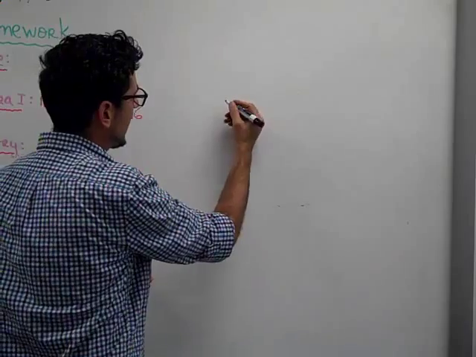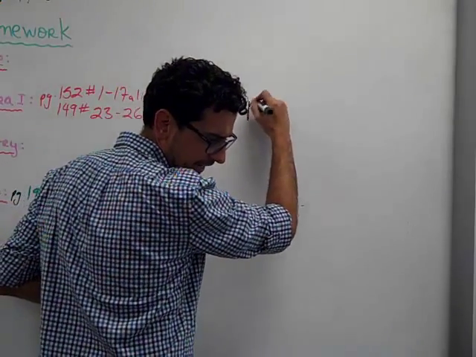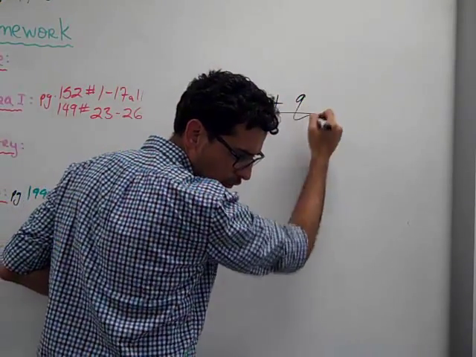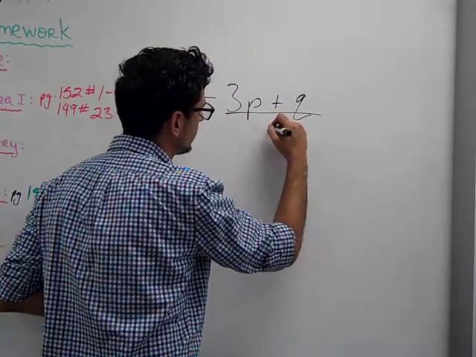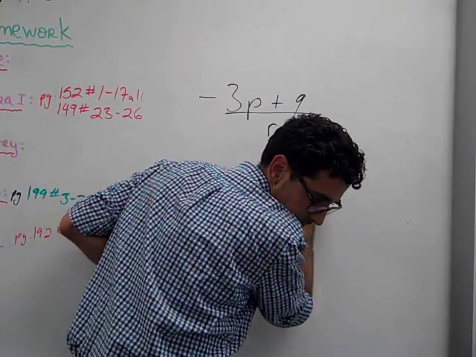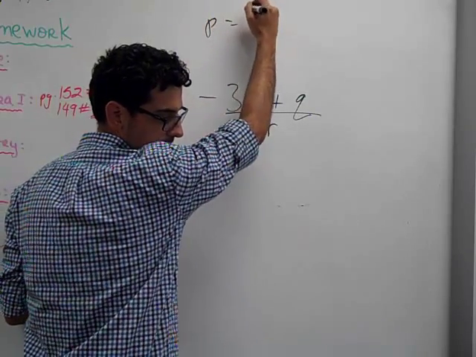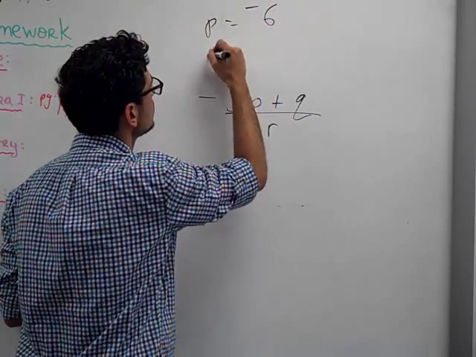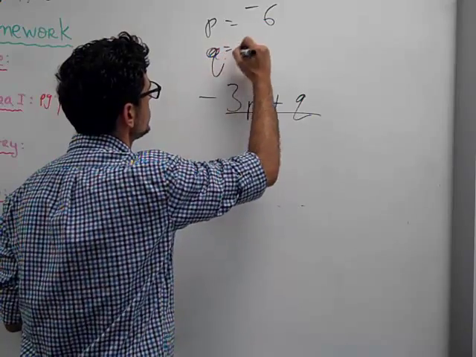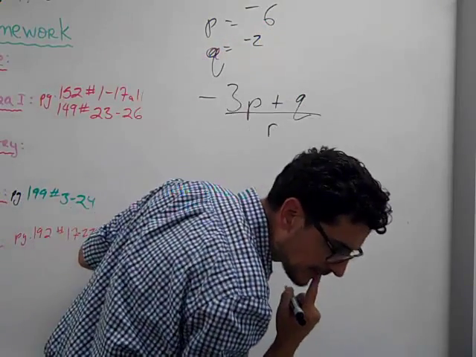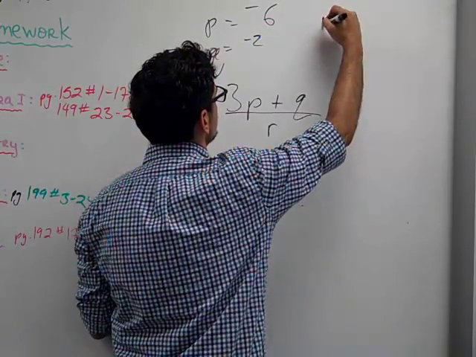I got negative 3p plus q over r. That's how I roll. P is equal to negative 6, Q is equal to negative 2, and R is equal to 2.